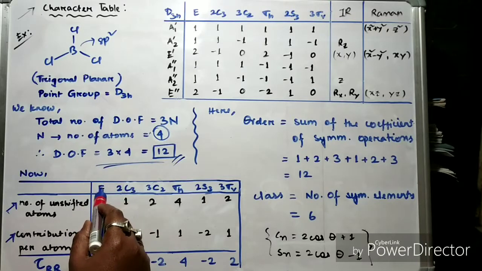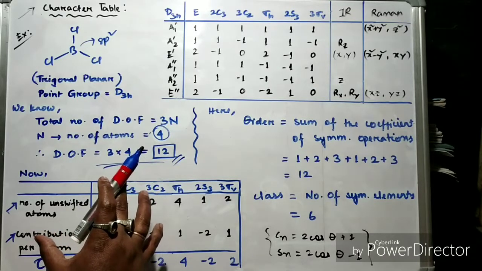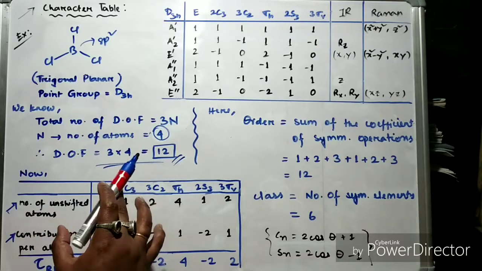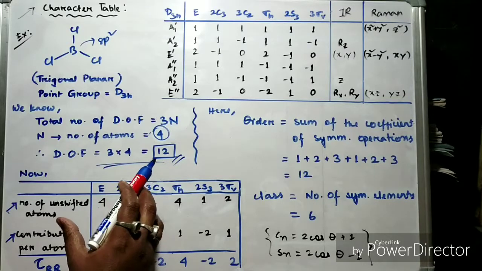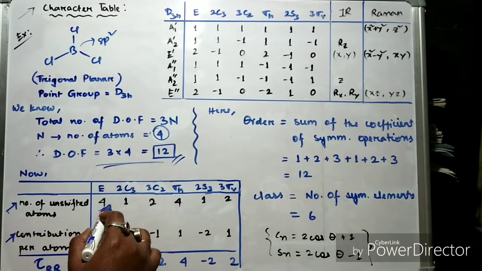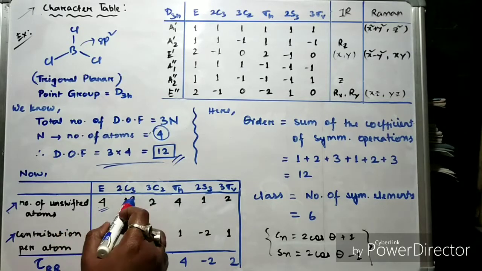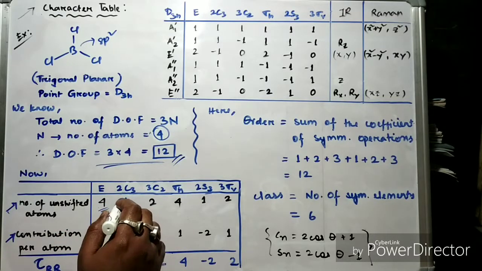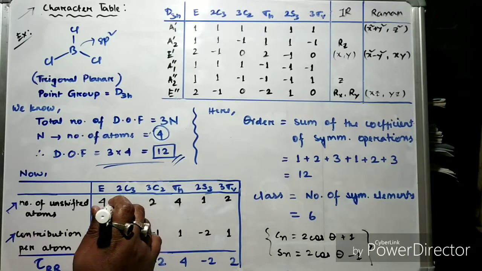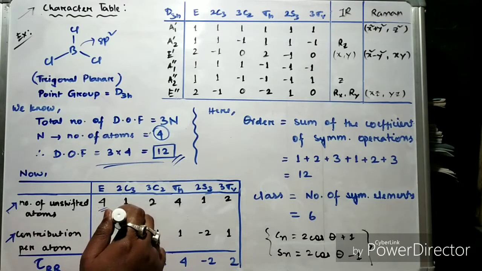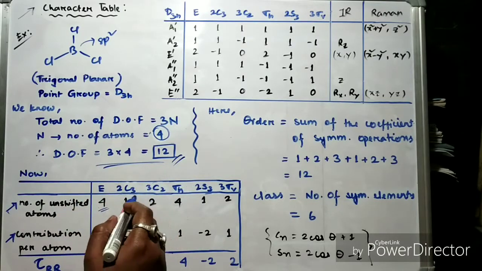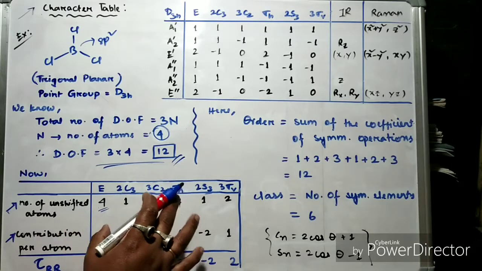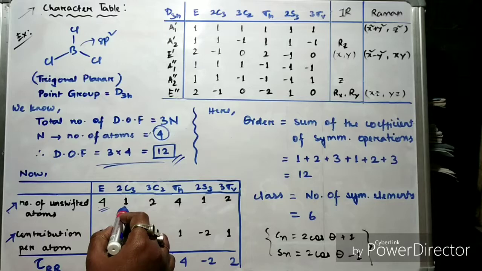So for the E operation, we all know that all the atoms will remain unshifted, because it is the identity operation, and after this operation the molecule remains as it is. So the total number of unshifted atoms will be 4. For the C3 axis, the axis passes through the boron atom and it is perpendicular to the plane of the molecule, so the boron atom will remain unshifted and all the chlorine atoms will change their position by 120 degrees. So only one will be the unshifted atom, the boron atom.